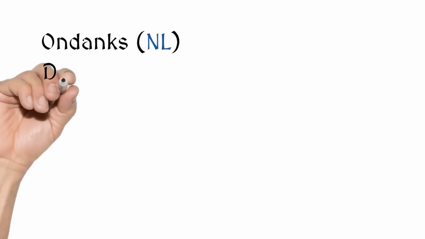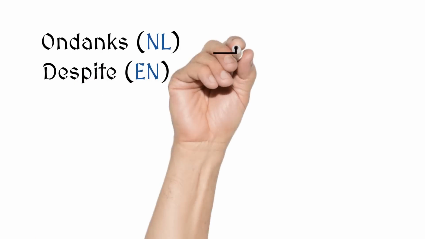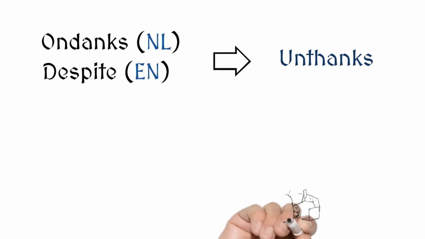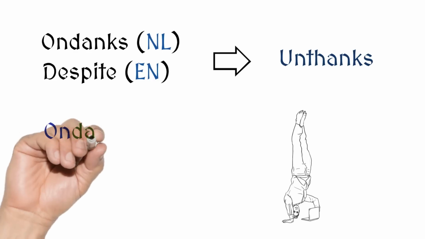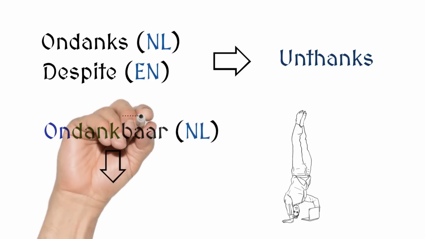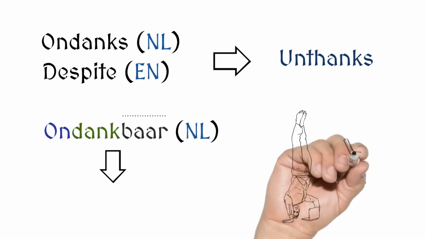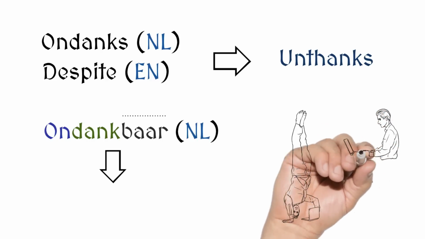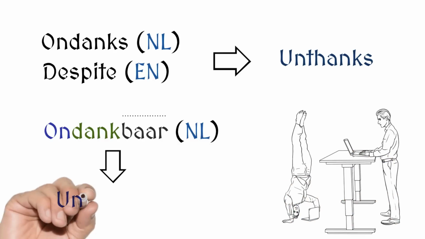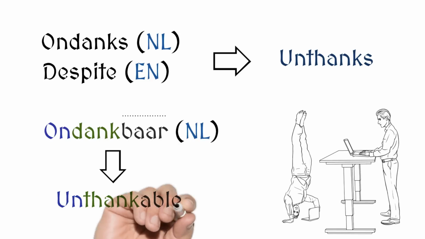Ondanks in Dutch means despite, in spite of something. We can turn it into ondanks, as in not thanks to it. We have also ondankbaar in Dutch, which means ungrateful, thankless. Baar in ondankbaar acts like the suffix able in English, as in acceptable. Or in this case, ondankbaar becomes unthankable. Baar has similar roots to the English verb to bear.